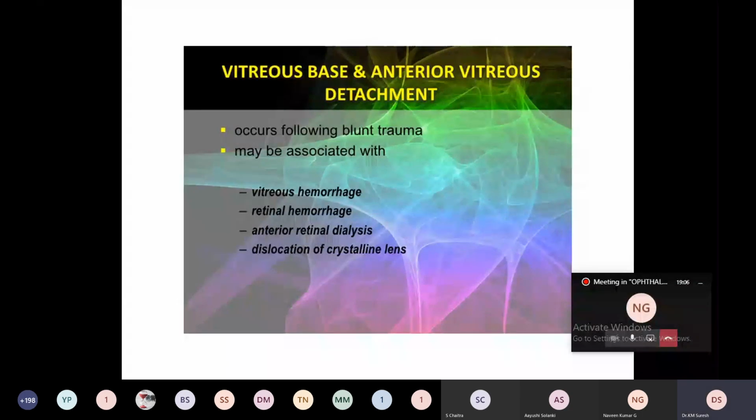So vitreous base and anterior vitreous detachment can also occur following blunt trauma, and apart from detachment, it may be associated with vitreous hemorrhage, retinal hemorrhage, anterior retinal dialysis, and dislocation of the crystalline lens.